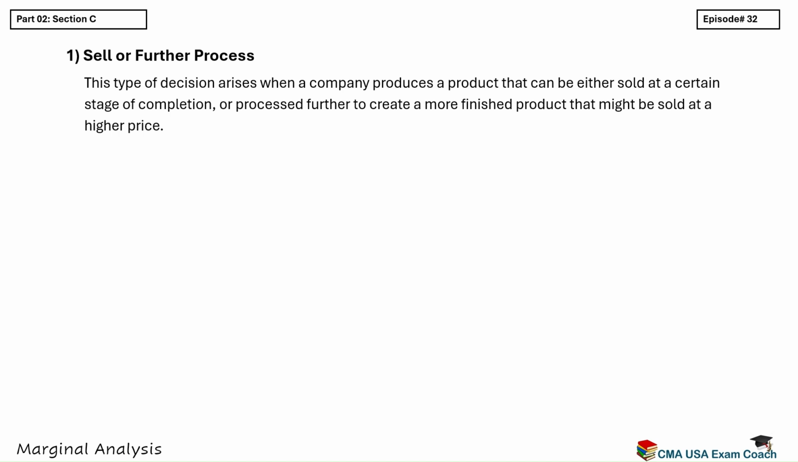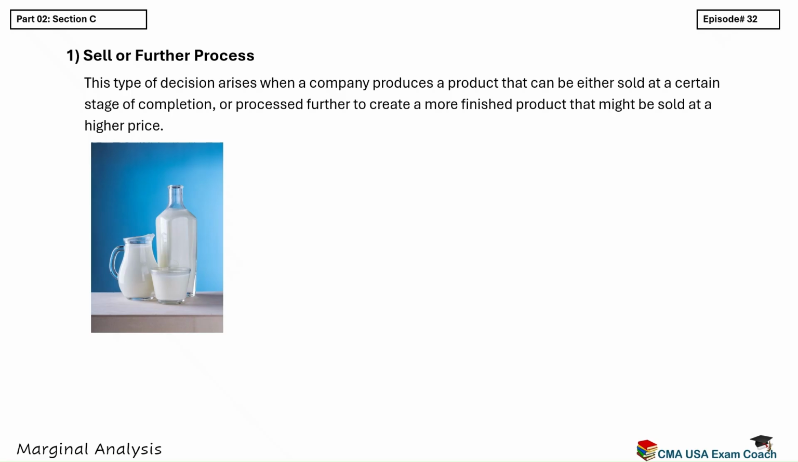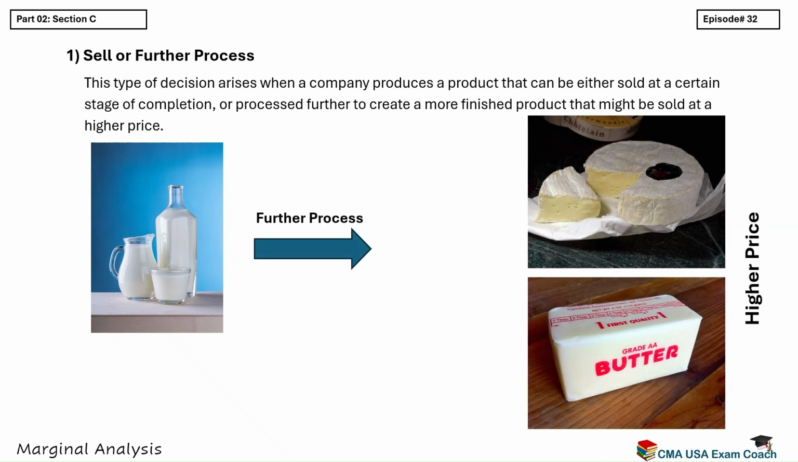For example, think about a dairy company that produces raw milk. They can sell the milk directly to the market, but they also have the option to further process the milk into cheese or butter, which usually sells for a higher price. Now, the key question is, is it worth spending additional cost and time to process it further? Or is it better to sell the product right now and avoid the extra cost?